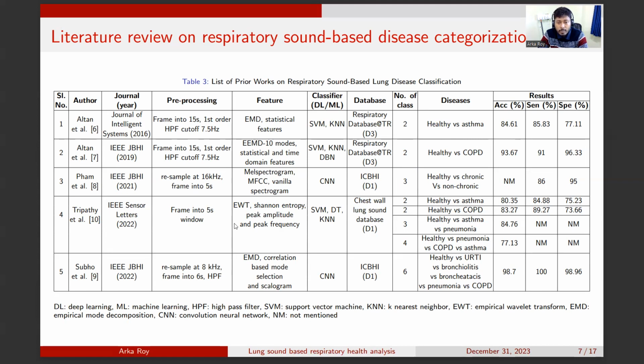Over here, we can see that either they have used SVM, KNN, decision tree based classifiers, or in recent years, we can see that only Shivu et al. had used a CNN based method, which is a deep learning framework, to classify 6 different disease classes using the ICBHI or the D1 dataset, and achieved a commendable accuracy of 98.7%.